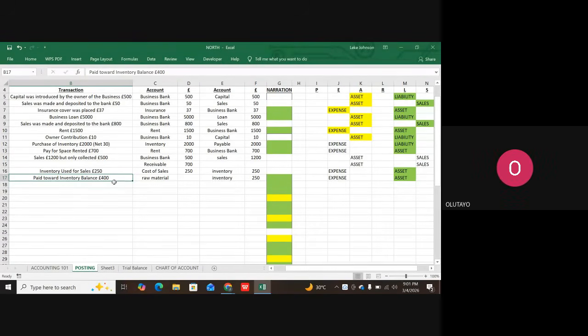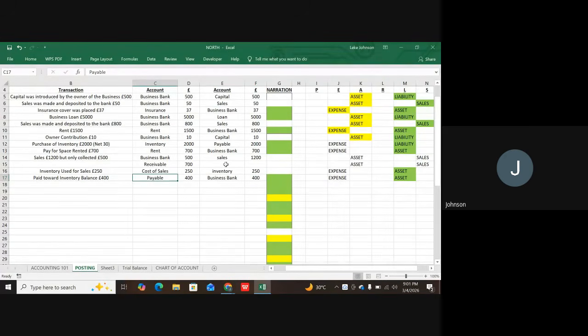Payable will be debited, and bank will be credited. Payable will be debited, inventory will be debited, and bank will be credited. Payable will be debited and business bank will also be 400. Now, the reason I am going only with the first speaker is that he actually got it right. So payable will actually be debited.